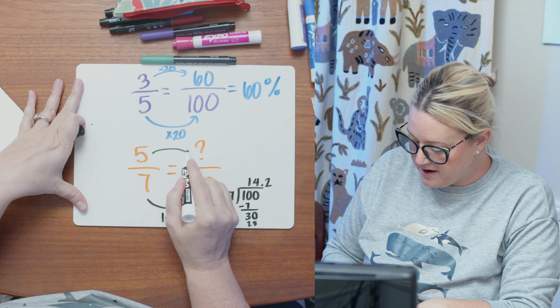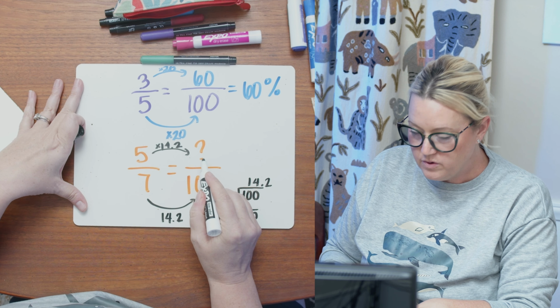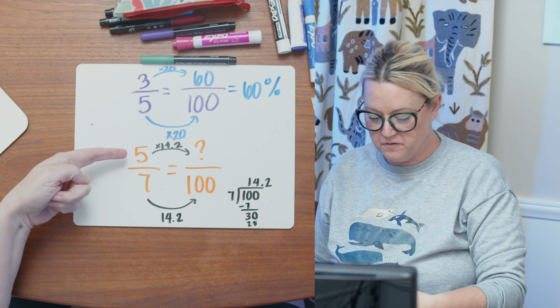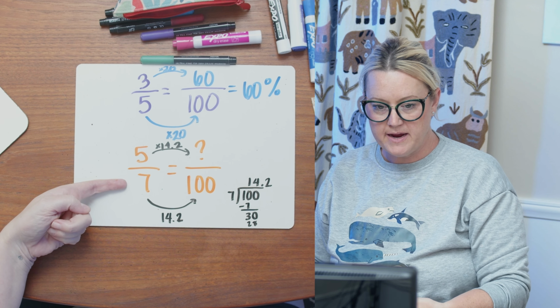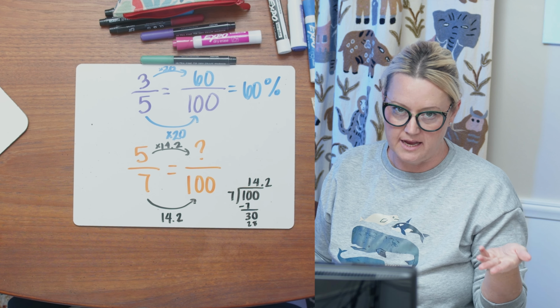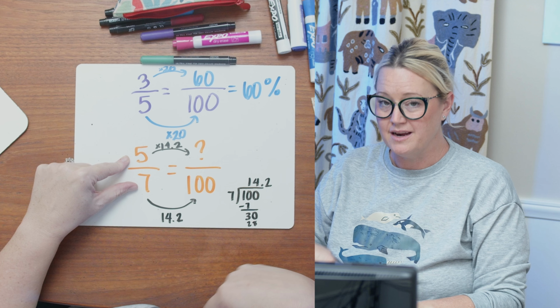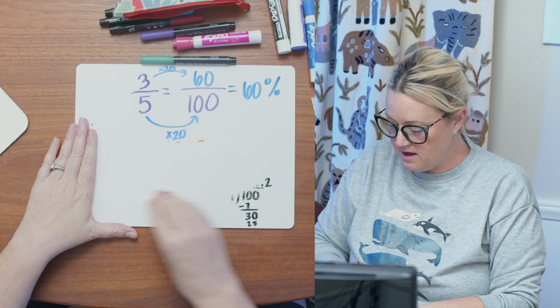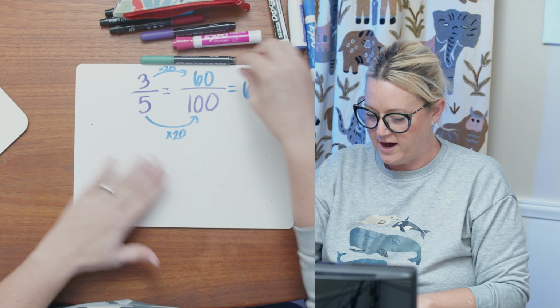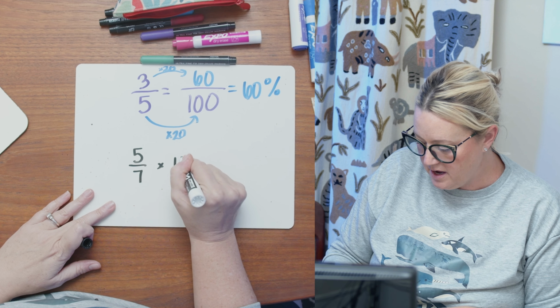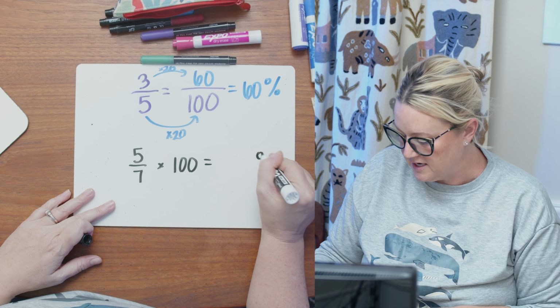So then 5 times 14.2 would give me this percent. The easiest way to do it is to do 5 divided by 7 times 100, and that's going to give you your percent. So 5 divided by 7 times 100 is going to be the same thing as figuring out this whole fractional rate. So 5 divided by 7 times 100 is going to give me my percent. So grab this calculator.